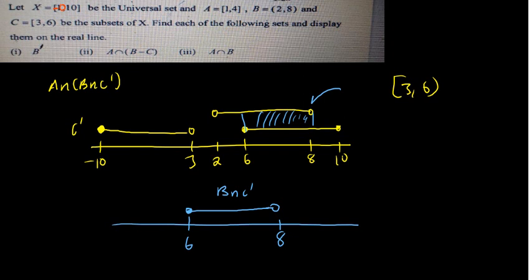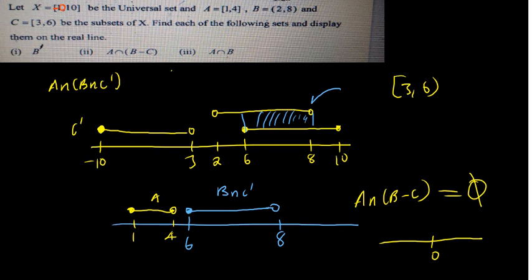Now we're going to get the set A. The set A starting from 1 up to 4, and we're including both 1 and 4. Now, are these two sets intersecting? Because we're looking for the intersection of A and B intersection C complement. Are they intersecting? No. So therefore A intersection B minus C is going to be an empty set. They are not intersecting. So when you want to show an empty set on a number line, just write a number line without anything, because the question is saying show on a number line, so there is no intersection, so that will just be an empty set.